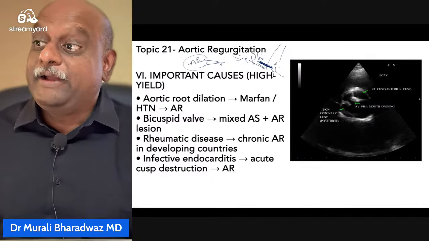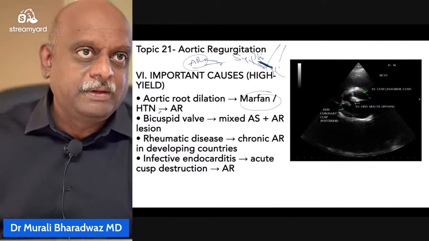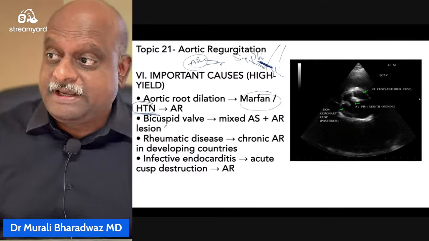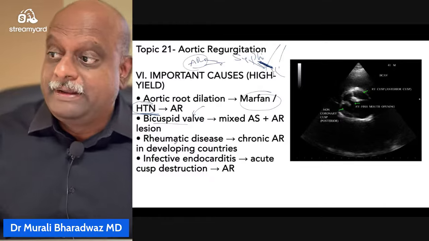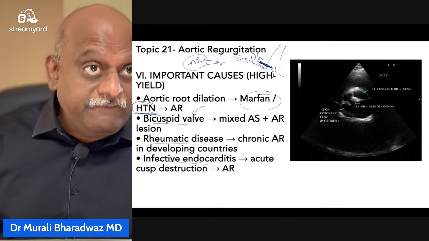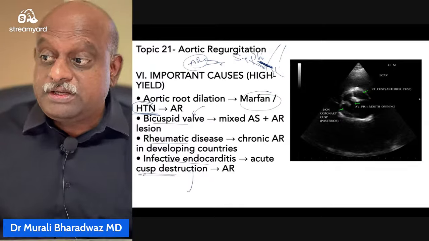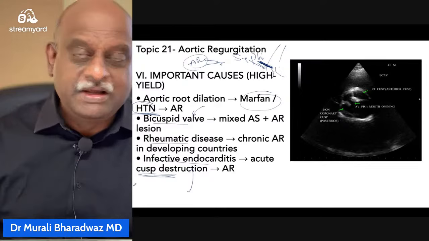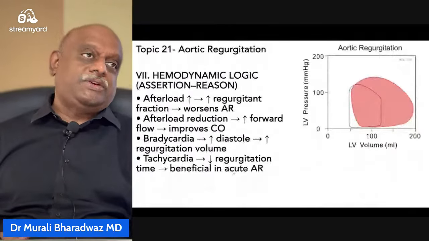Similarly, Marfan syndrome patients, those who are having severe hypertension also, regurgitation is seen acutely. Bicuspid aortic valve, you will find. Rheumatic heart disease can cause infective endocarditis, especially if it destroys the cusp or if it is a heavy fungal vegetation, can lead to development of an acute AR is the etiology.